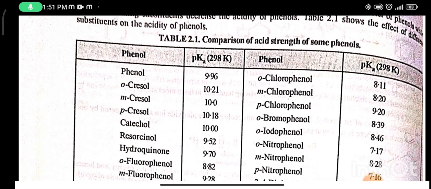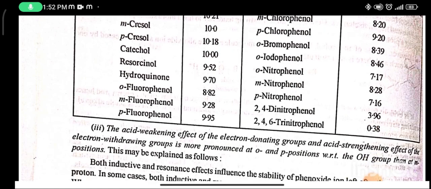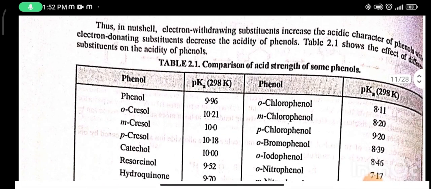Value comparison of acidic strength of some phenols. Value of pKa. The pKa for phenol at 298 Kelvin is 9.96. Orthocresol 10.21, metacresol 10, paracresol 10.18, catechol 10, resorcinol 9.52, hydroquinone 9.70, orthofluorophenol 8.82, metafluorophenol 9.28, parafluorophenol 9.95.